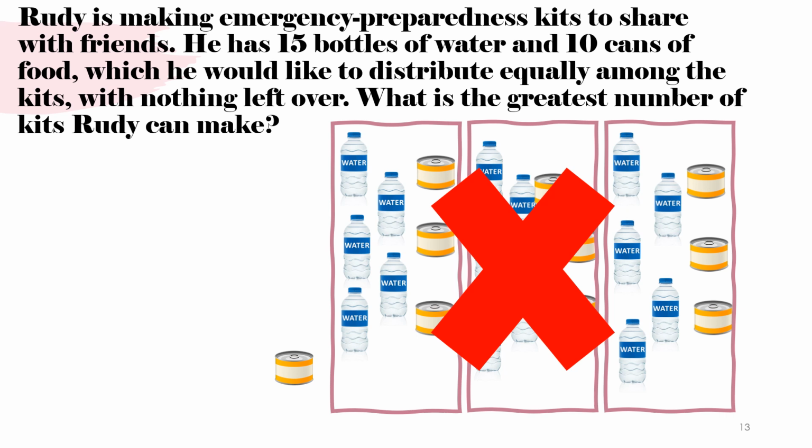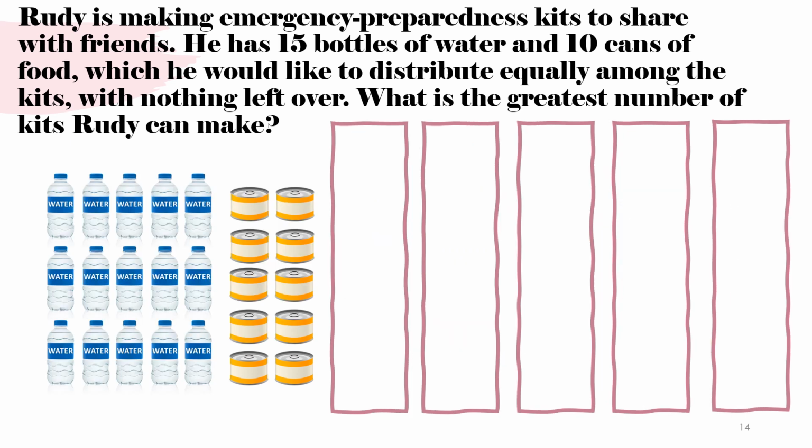Now, imagine what you would do if Rudy was making 4 kits. We would have 15 bottles of water that we try to split up into 4 groups. Is 15 divisible by 4? No, it is not. 15 is not divisible by 4. We would have bottles of water left over, and so we know that 4 groups would not work as well. But what about 5 groups? If we try to split Rudy's emergency preparedness items into these 5 kits, this should work, right?